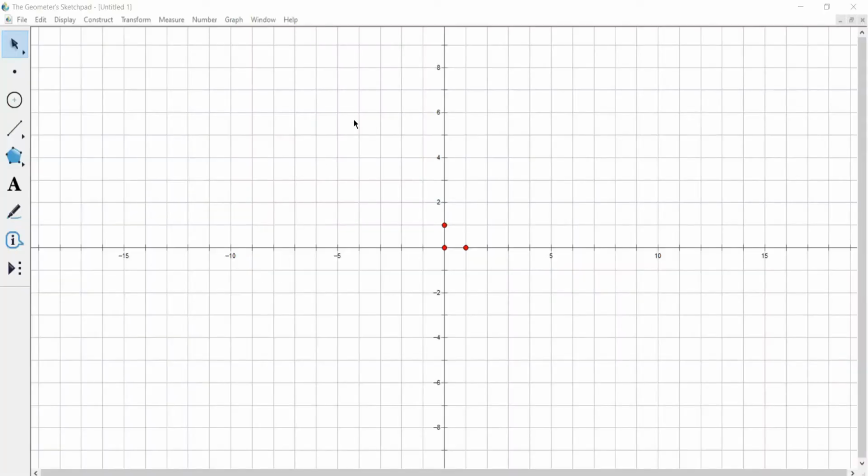For this experiment, we're going to prove it using the Geometer's Sketchpad. As promised, we're now going to verify the trigonometric ratios by constructing a triangle. So we're just going to create a triangle right here, and the triangle we're constructing is a right angle triangle.